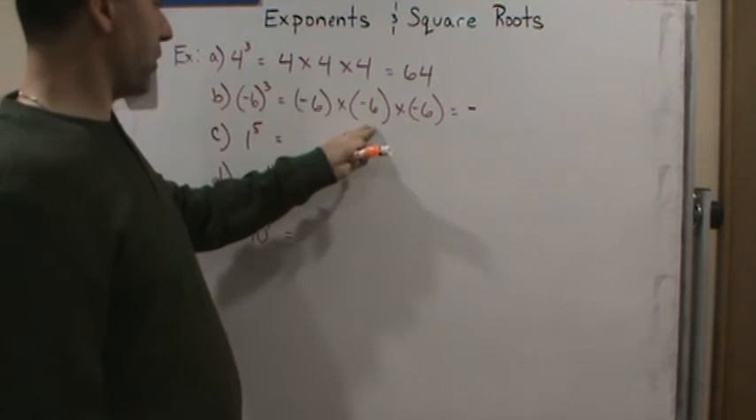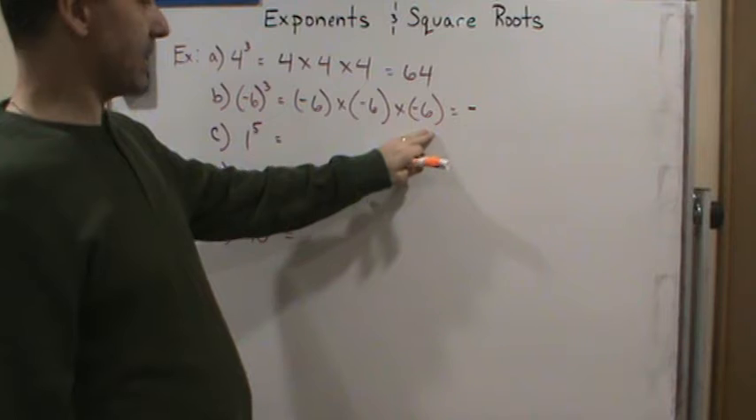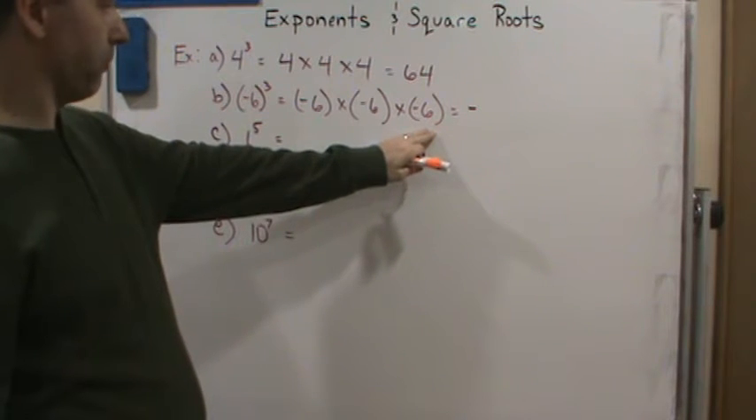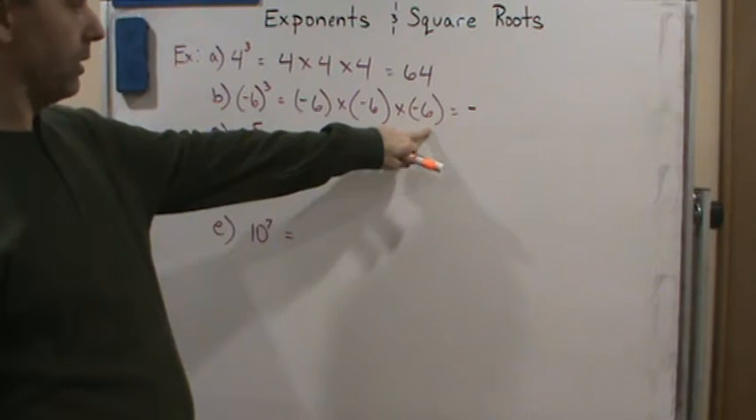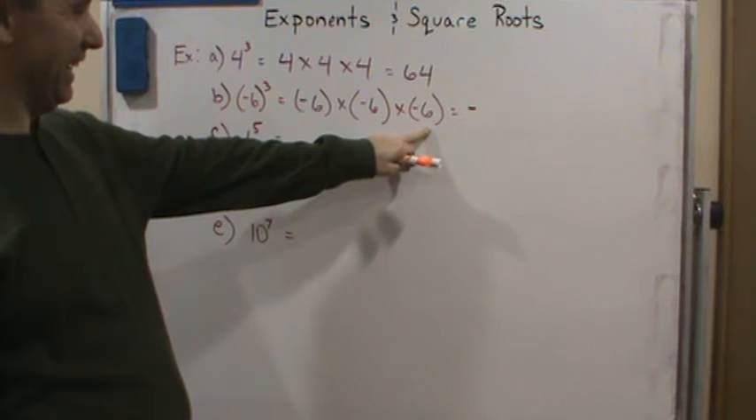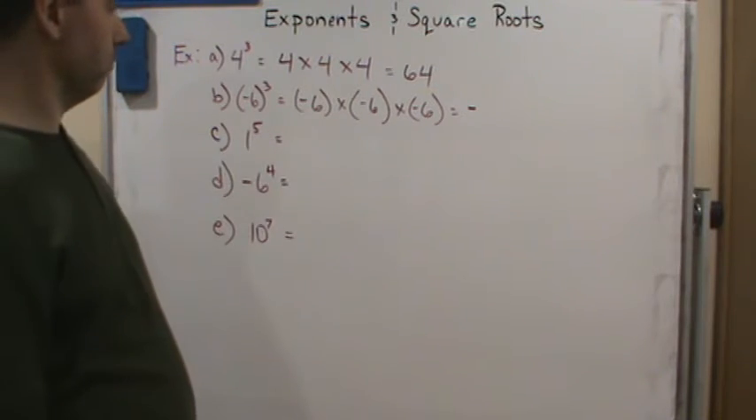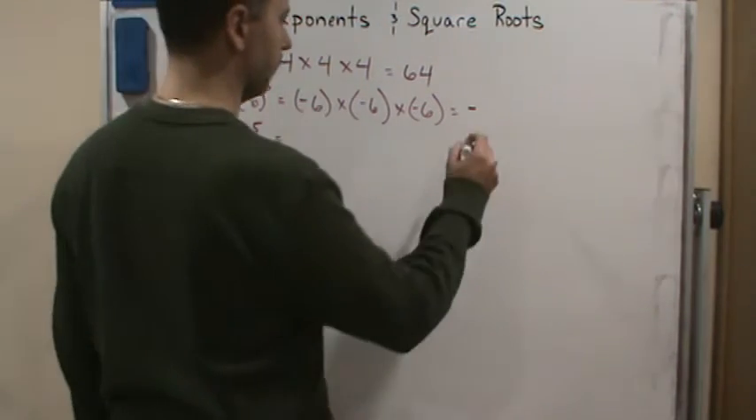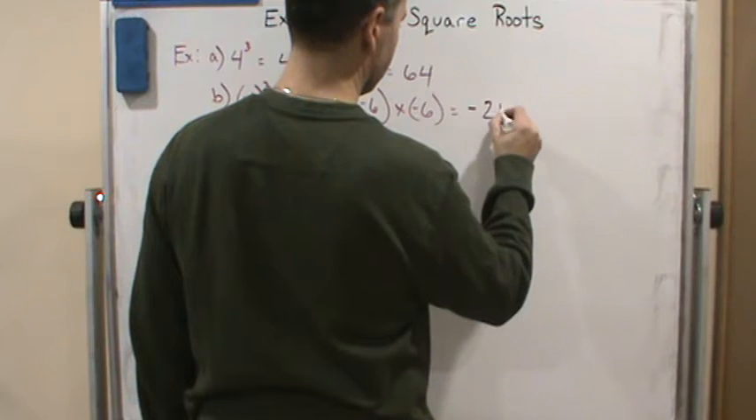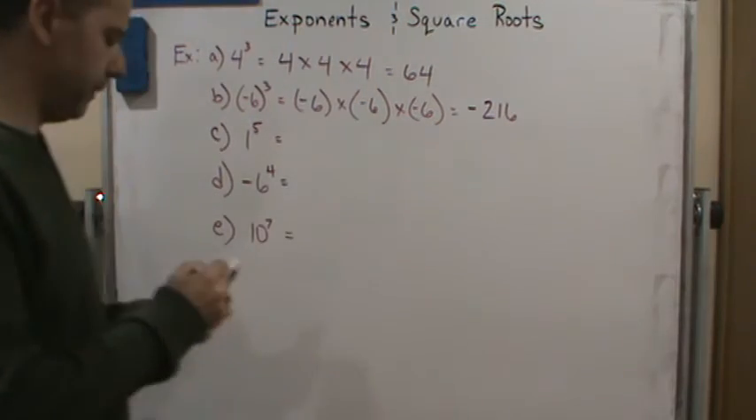So 6 times 6 is 36. And then 6 times 36, 6 times 36 is what? 216. Okay?